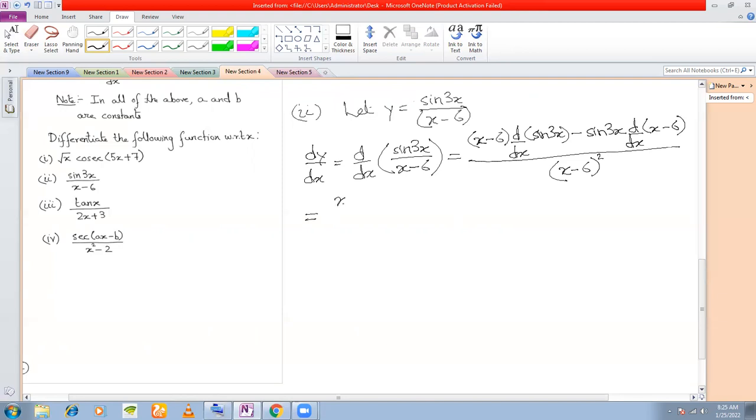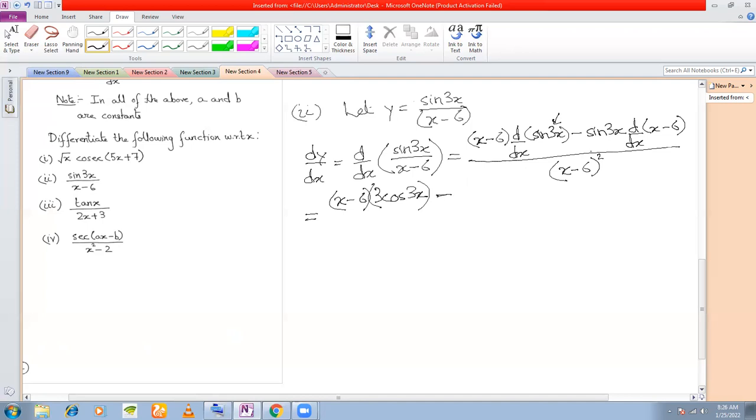So now you have x minus 6 into d dx sine 3x. You know the derivative of sine is cos, right? So you write cos 3x. Not only that, you also have a linear function, right? Linear polynomial inside the sine. So that means you need to multiply this by the coefficient of x, which is 3 cos 3x. Clear with the differentiation? Yes, sir.